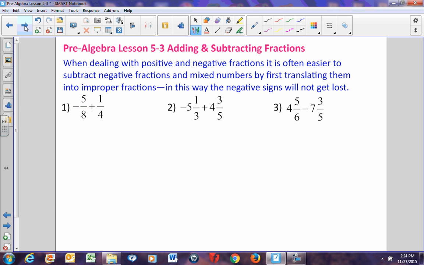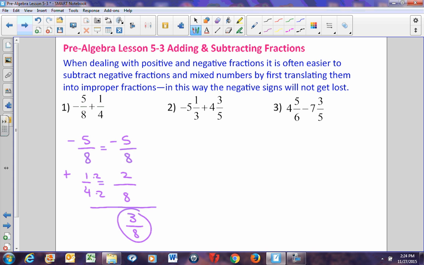So if I have negative 5/8 plus 1/4, those are already regular fractions, so I don't have to worry about that. Negative 5/8, and then add to that 1/4. The common denominator between 8 and 4 is 8, so I'm going to keep this. 4 times 2 is 8, 1 times 2 is 2. So I have negative 5 plus 2. Negative 5 plus 2 is positive 3, so I have 3/8. That one was very simple. And it should be negative.